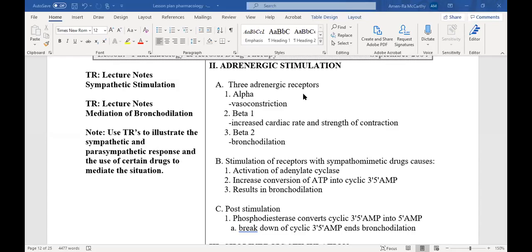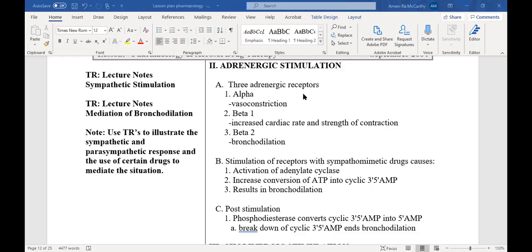How do they go about stepping on that receptor to cause bronchodilation, right? All right, so we have the adrenergic stimulation, which is the sympathetic nervous system side, also known as the sympathomimetic stimulation, right? The sympathetic side has 3 receptors that cause all of the action. It's the alpha, beta 1, and beta 2.